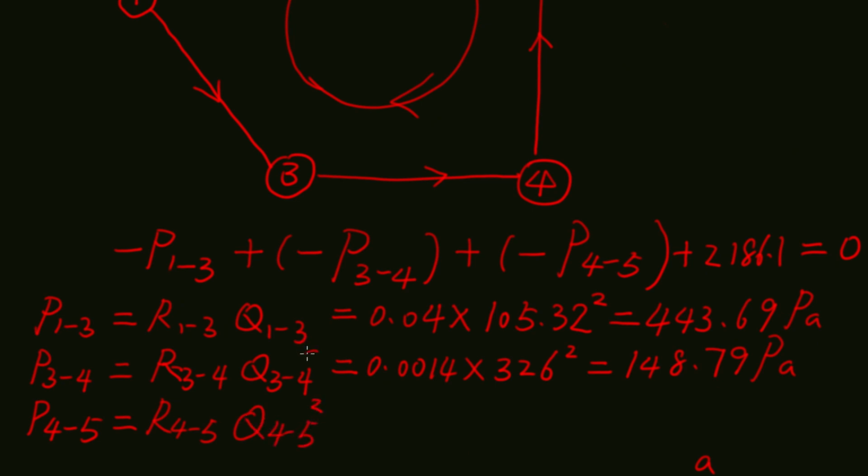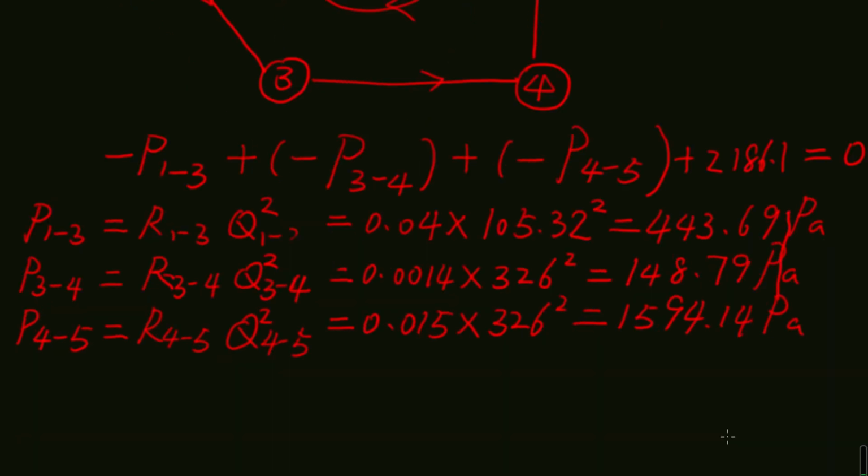Pressure drop 4 to 5 equals resistance 4 to 5 times Q 4 to 5 squared. Oh, sorry, here is square, here's square. Equals the resistance 4 to 5, which is given, 0.015 by 326 squared, which equals 1594.14 Pascal.